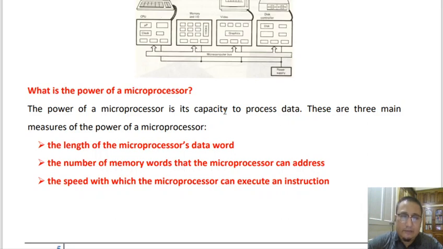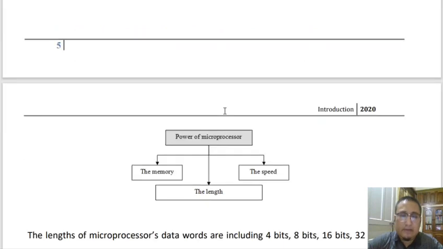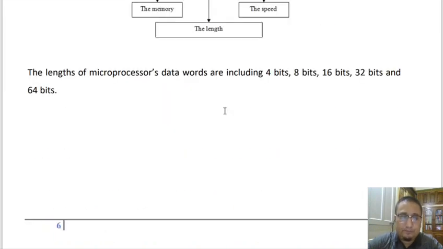And the third is the speed at which the microprocessor can execute an instruction. So greater the speed, greater will be the number of instructions that will be executed by the microprocessor. So these are the three important measures on which the power or the capability of the microprocessor depends. This is a very simple diagrammatic representation of the various factors on which the power of the microprocessor depends, that is the word size, the number of words, and the speed.